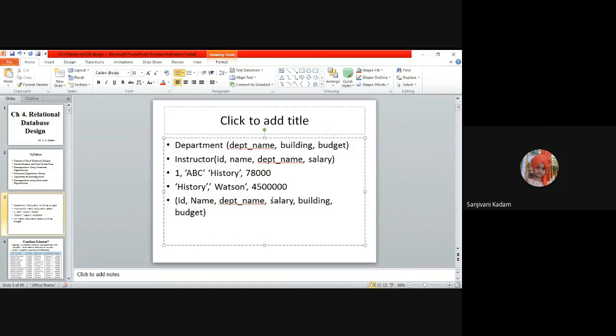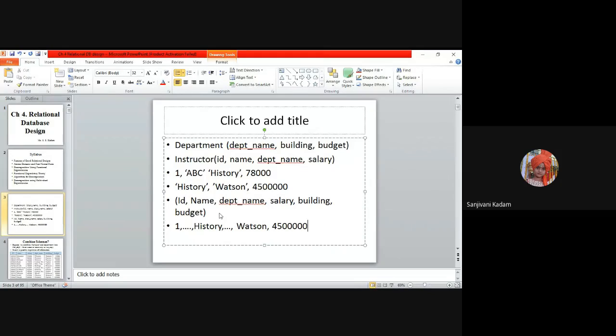But here the problem is that if there are four instructors in the history department, consider IDs 1, 2, 3, 4, these are the four instructors which belong to the history department. With each of these four instructor tuples, we need to repeat this information also. That is, for ABC I will write department name history, then the salary, and after the salary I will repeat that this belongs to Watson building and the budget is 45 lakhs.